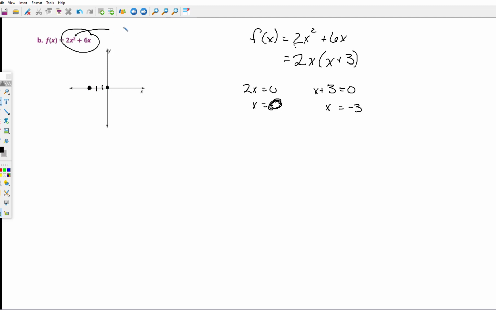So we have the highest power is 2. So that means that I'm either going to go up or down. This will be if my A is what? Positive or negative? Positive. A is positive. So which one is it going to be? They both go up and it goes down between. So you do that for the other 3.